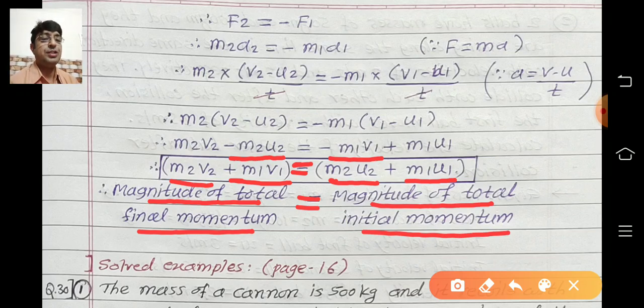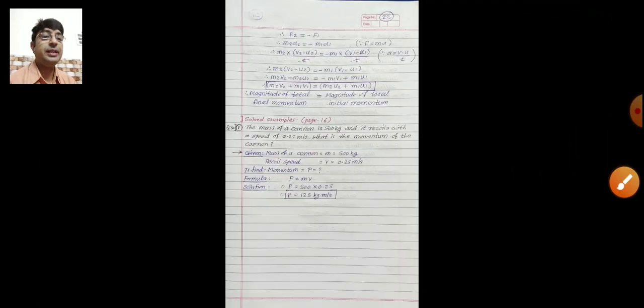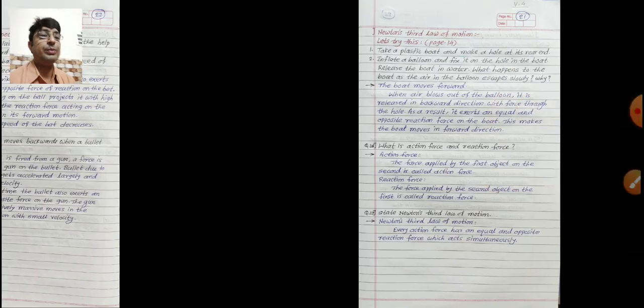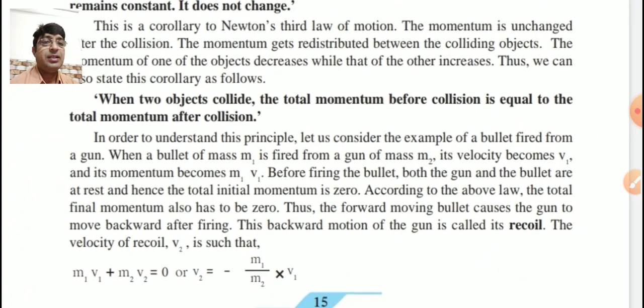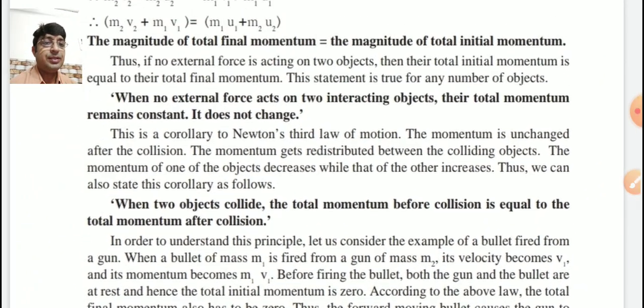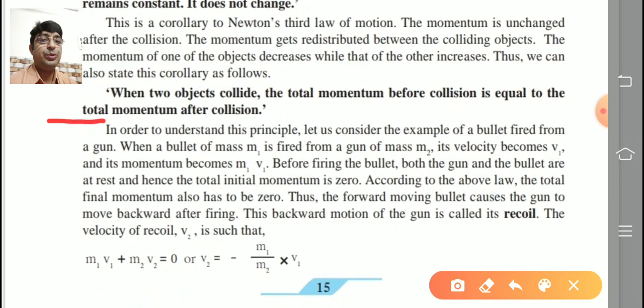So the law of conservation of momentum tells us that the total momentum before collision is exactly equal to the total momentum after collision. Before collision and after collision there is no change in momentum, it is always the same. Are you getting it? Now see the next point. This is the last point of this lesson. Clear? Up to here, that is over.